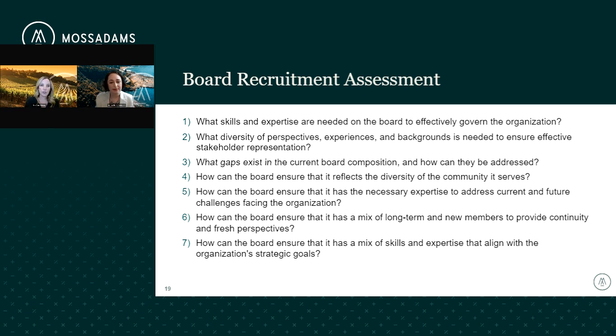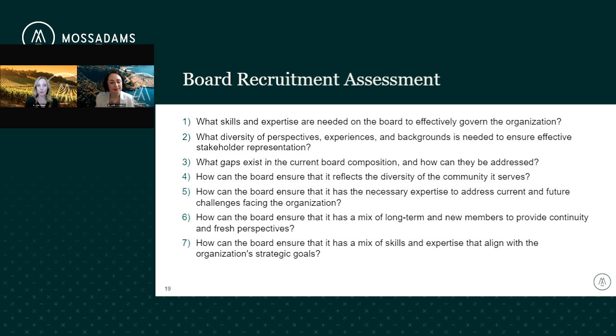What skills or expertise are needed on the board to effectively govern the organization? What diversity of perspectives, experiences, backgrounds, which we've talked about a lot, are needed? What gaps exist in board composition, which we've addressed? How can the board ensure that it reflects the diversity of the community it serves? How can the board ensure that it has the necessary expertise facing future challenges of the organization?